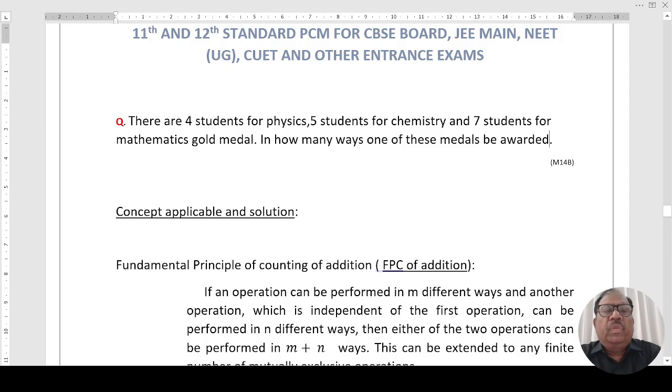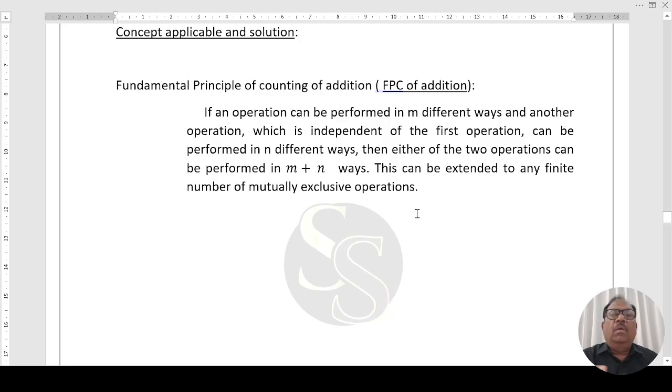Question is, there are 4 students for physics, 5 students for chemistry, 7 students for mathematics gold medal. In how many ways can one of these medals be awarded? Concept applicable: fundamental principle of counting of addition, FPC of addition.